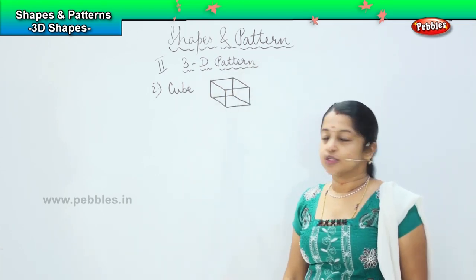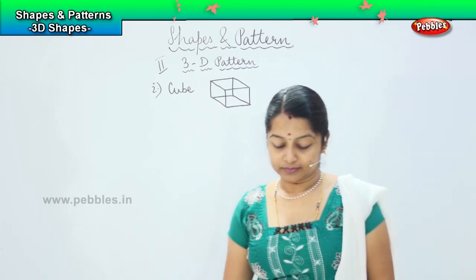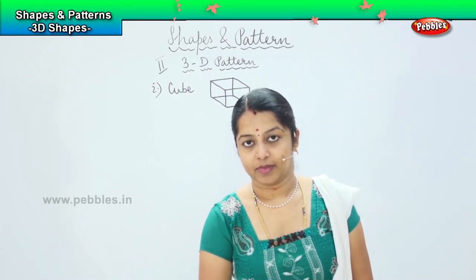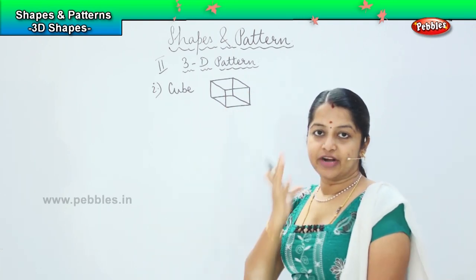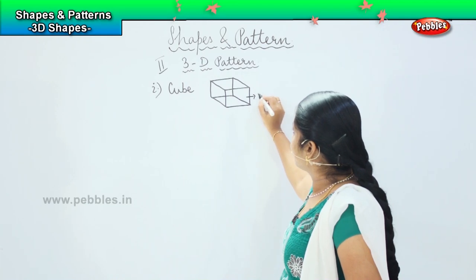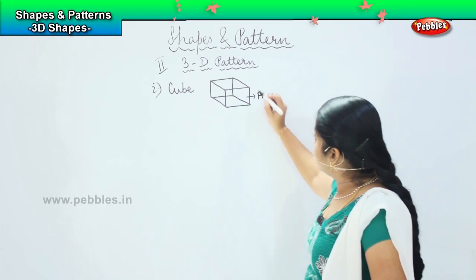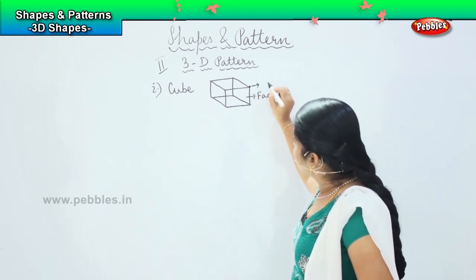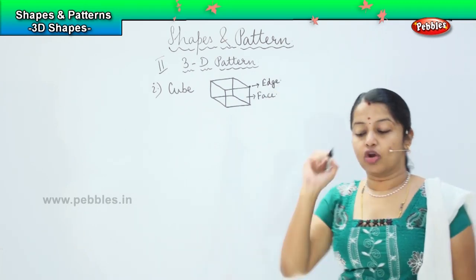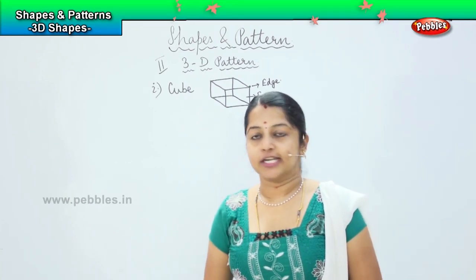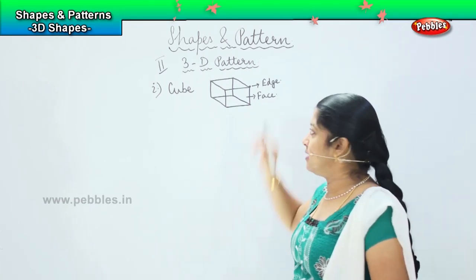Yes? So, can you tell me what can be the features of a cube, children? Before that, I will tell you the face which we can see, that is the front part, is called the face. Okay, and this corner is called the edge. The corner part of it is called the edge, whereas the part which is visible to us is called the face.